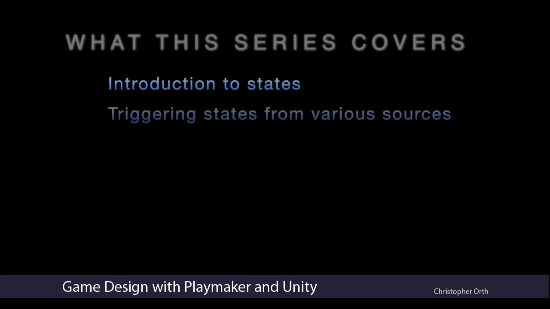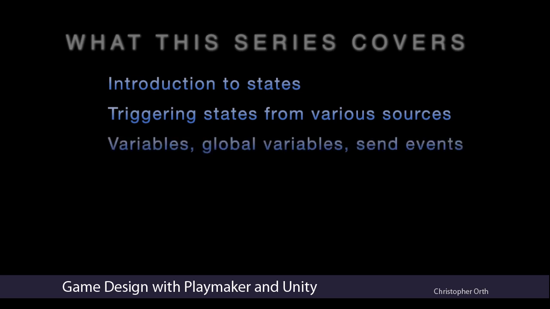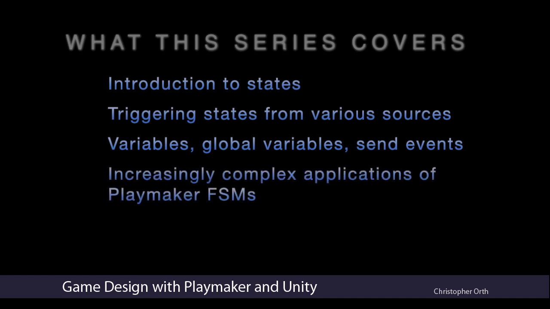Then I move on to show how to start triggering states and changes from various sources, and how to develop somewhat more complex functional state machines. Then I take FSMs to the next level by introducing variables, global variables, and how to send events between FSMs. These are really the backbone of leveraging Playmaker to its fullest. And finally, I use the last several videos to explore these concepts in increasingly complex applications of Playmaker FSMs.